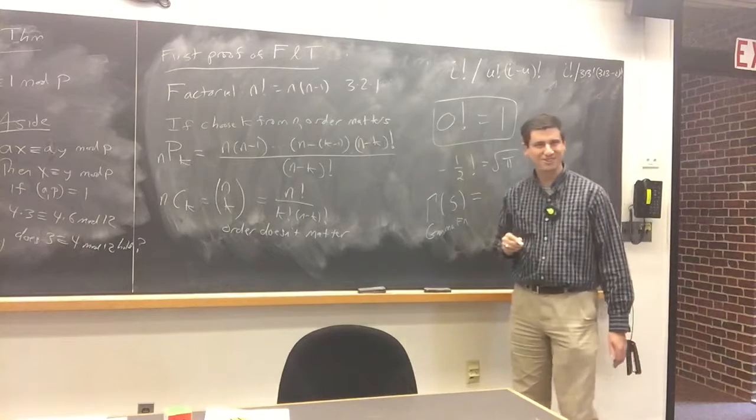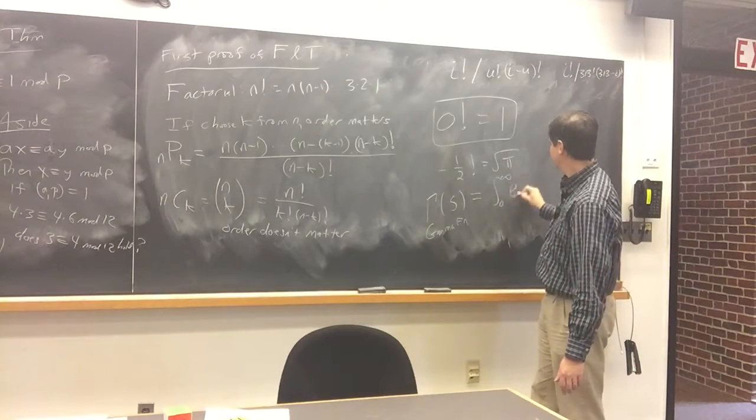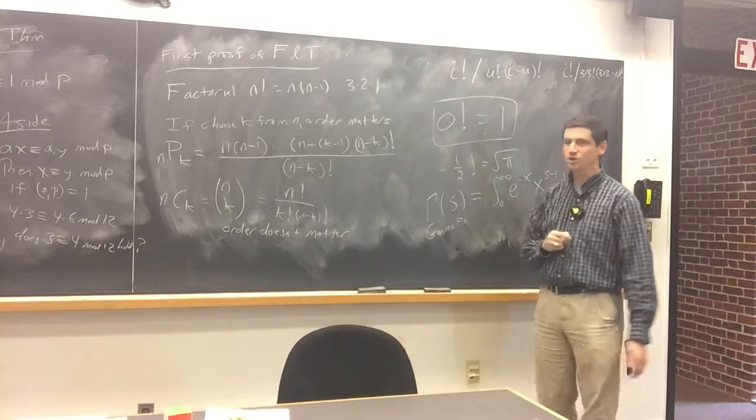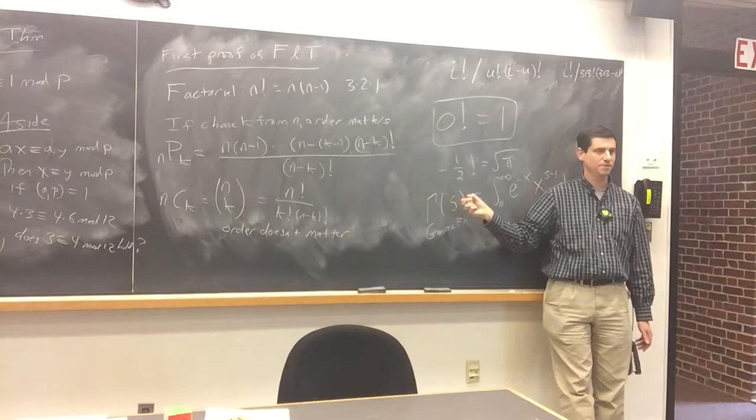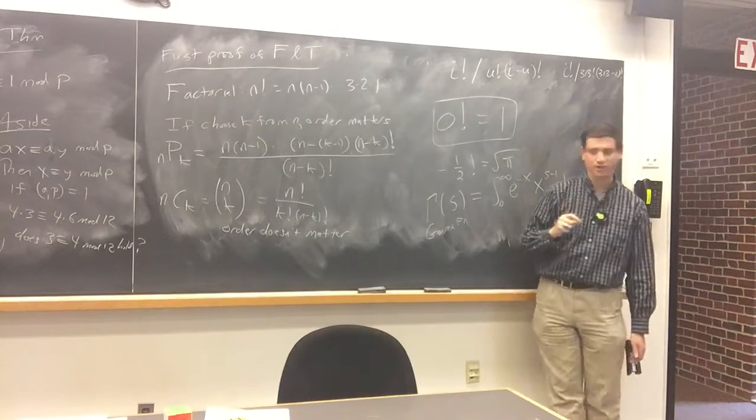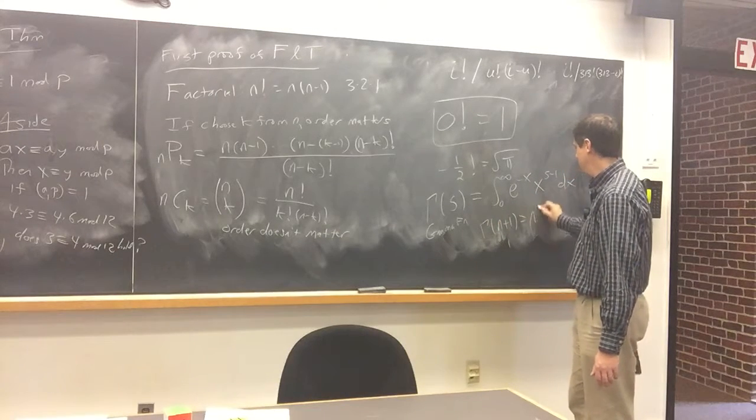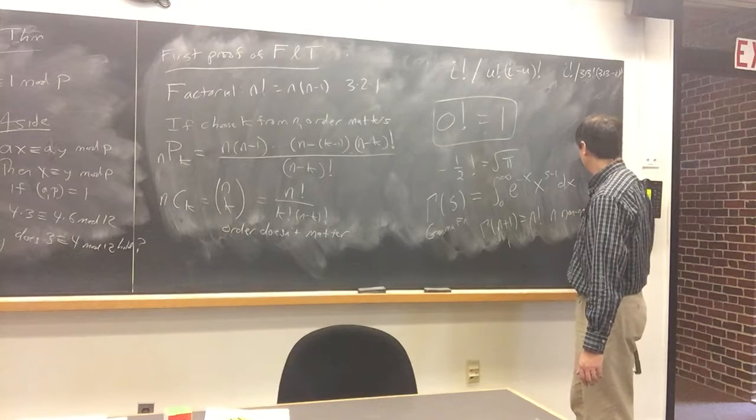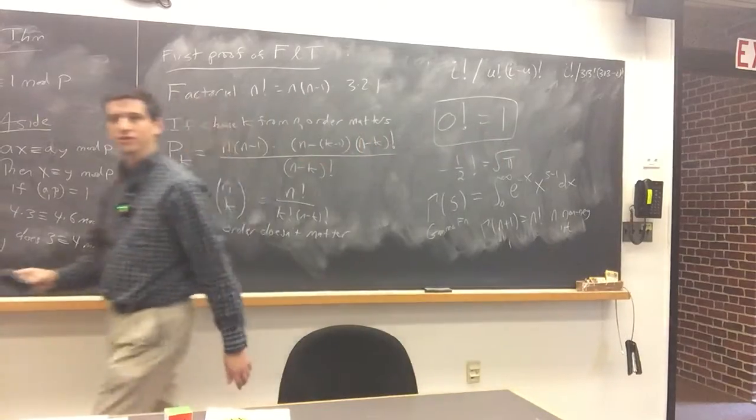That would also work. So the gamma function is defined as the integral from 0 to infinity of e to the minus x, x to the s minus 1 dx. I'm not going to really go into this too much. It turns out that when s is an integer, this is related to the factorial function. Gamma of n plus 1 turns out to be n factorial if n is a non-negative integer. It's often just useful to see generalizations.